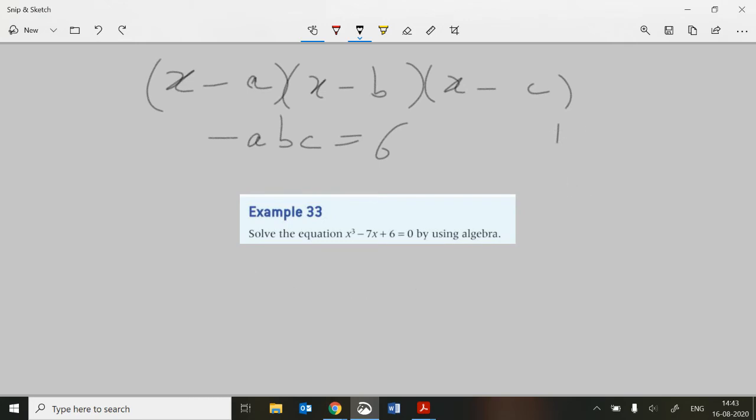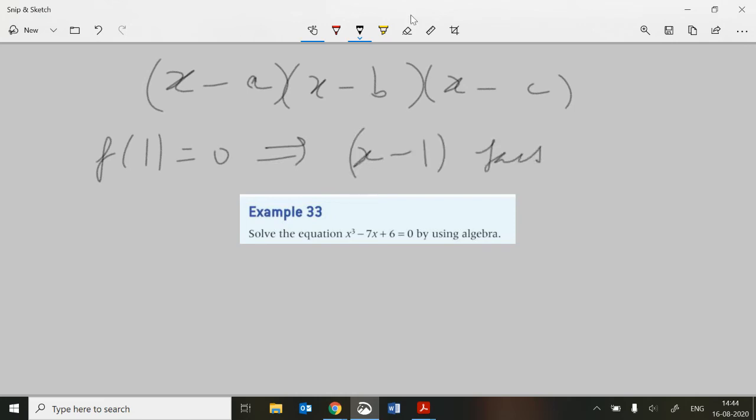So from my point of view, I would now say, okay, well, let's just try out some of these factors. It's really easy to try out plus or minus 1 to start off with. If we put in plus 1, we can see straight away we're getting out 1, a minus 7, and a plus 6. So we're seeing that f of 1 is equal to 0.